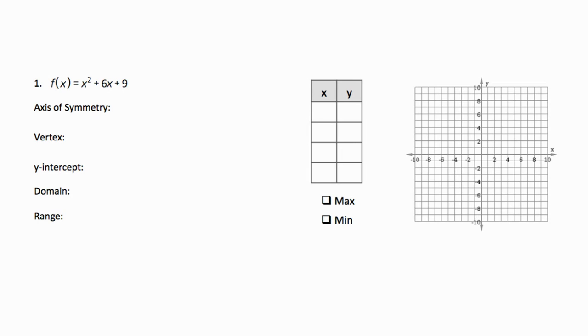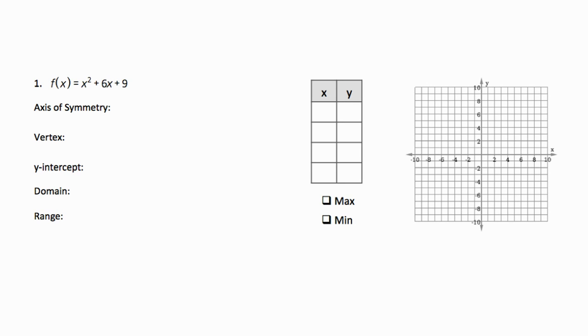These are the examples for our quadratic function graphing in standard form. Let's go through each of these and pick out their axis of symmetry, the vertex, y-intercept, domain, and range. Maybe some x-intercepts in here too, but I don't have those listed.